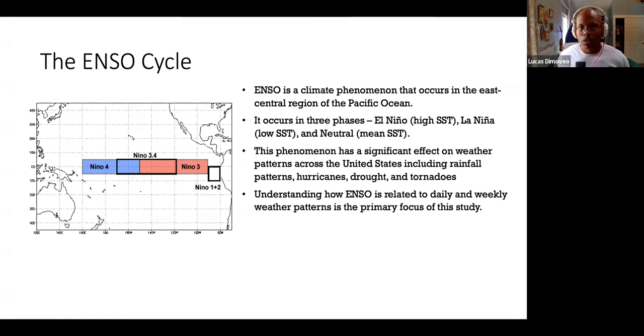So the ENSO cycle is basically our description of El Nino, La Nina, and neutral, which is what happens in between El Nino and La Nina. El Nino corresponds with high sea surface temperatures, SST. La Nina is generally low, and neutral is kind of within the mean, if we're thinking about some normal distribution, even though it gets a little more funky.